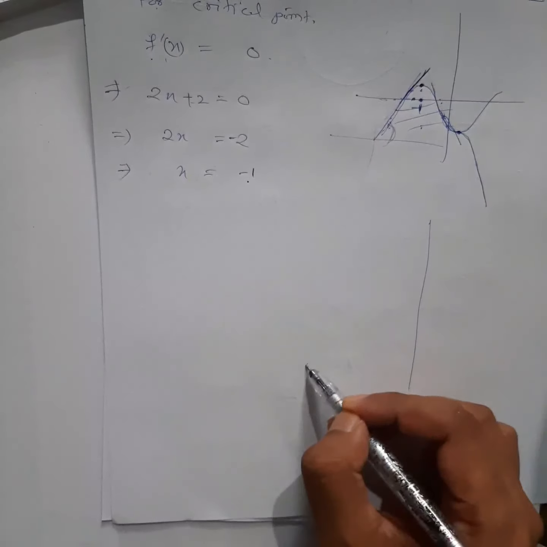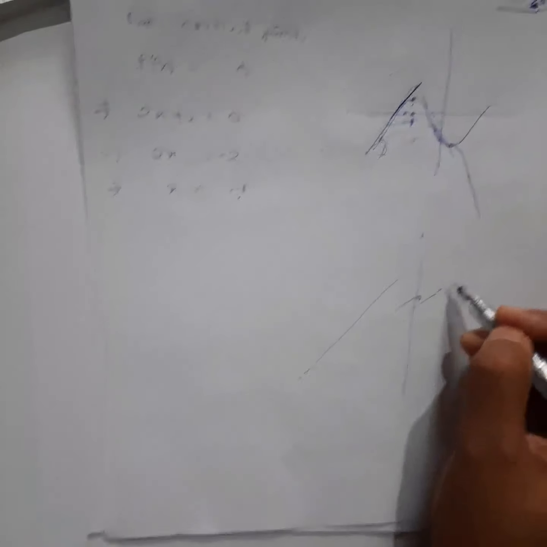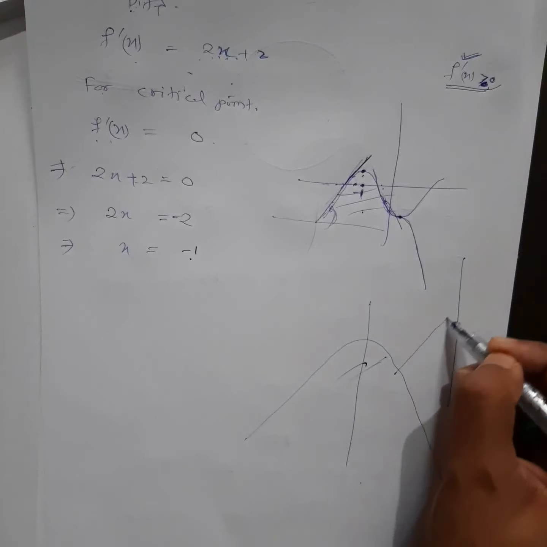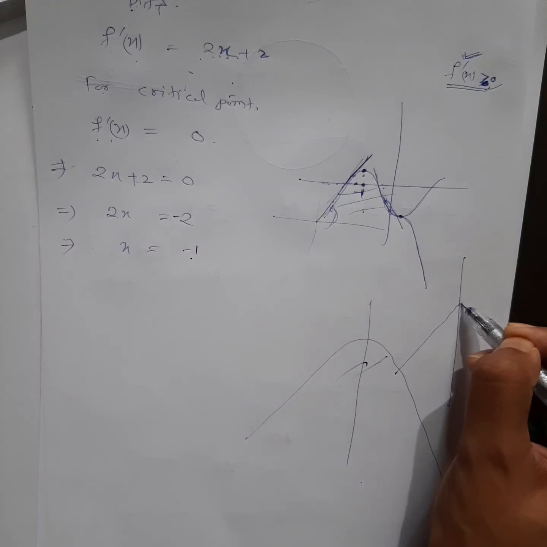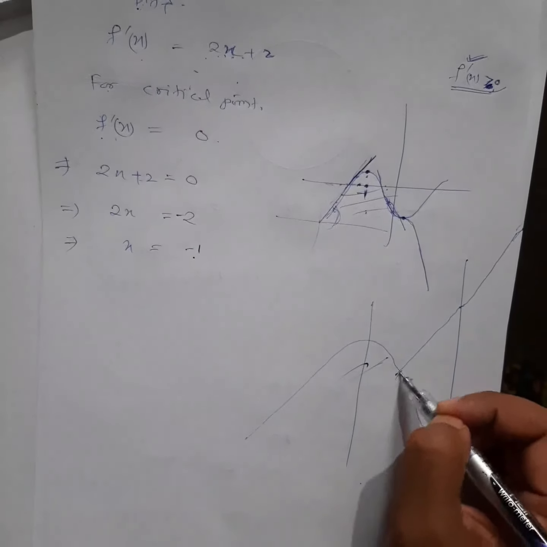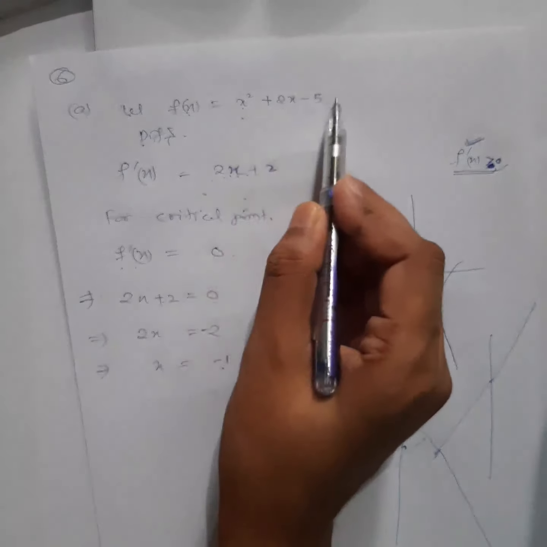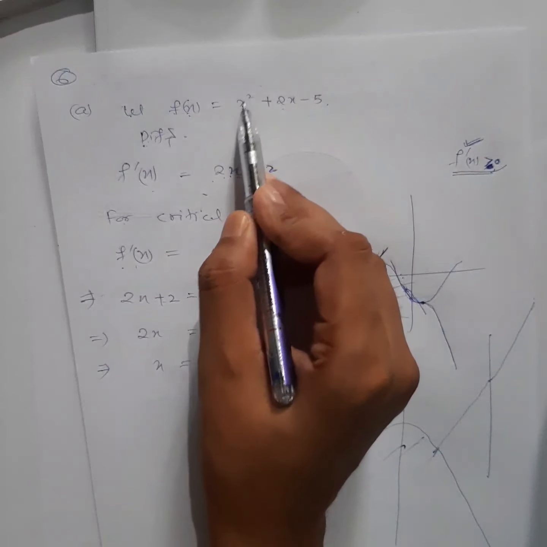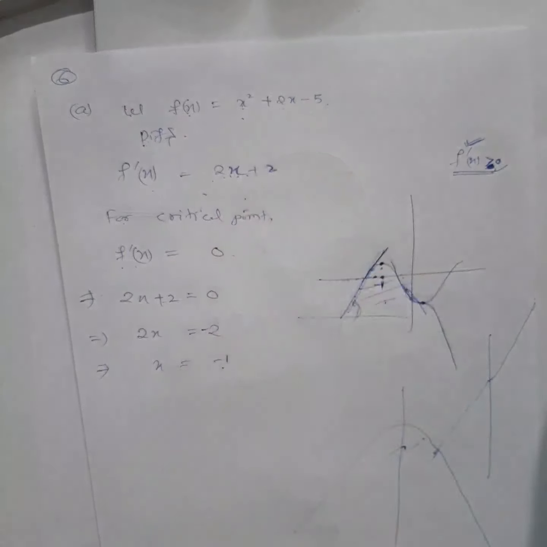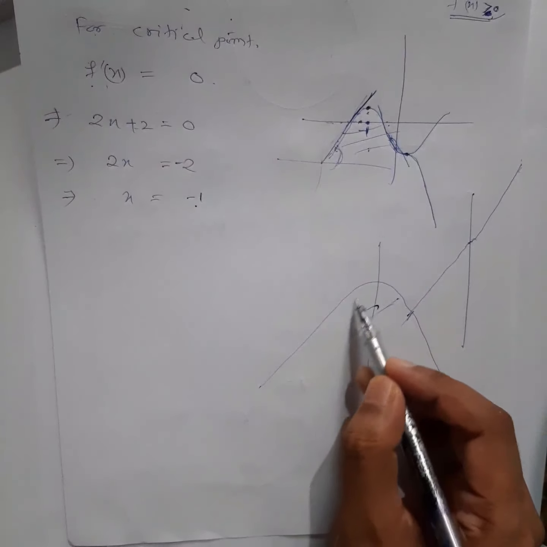Your graph will be either like this, or it might be like this also. Here it will change a little bit, and then again it will increase like this. It might be like this. Now see here, in this case, what is this? X square, a quadratic polynomial, right? So it cannot be a straight line, obviously it will be parabolic.